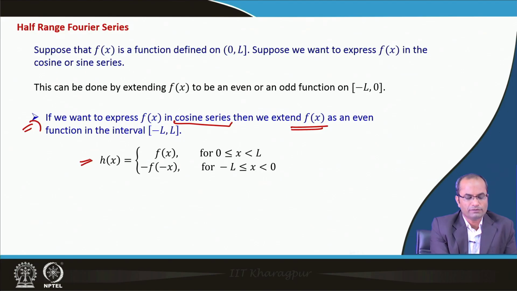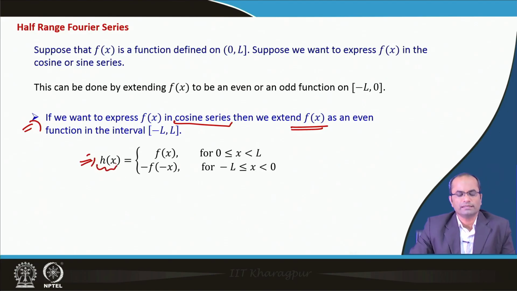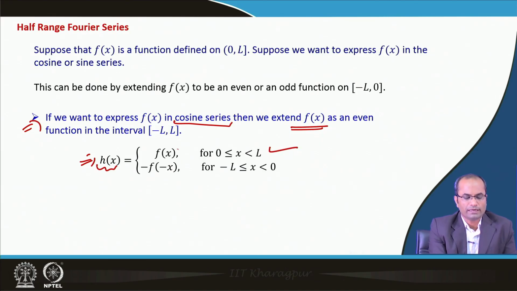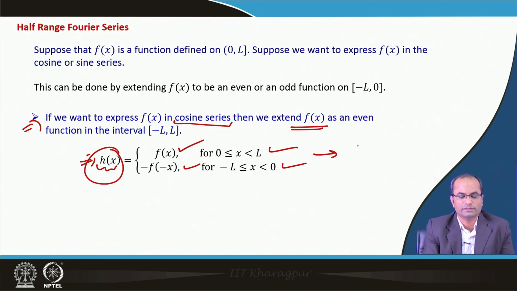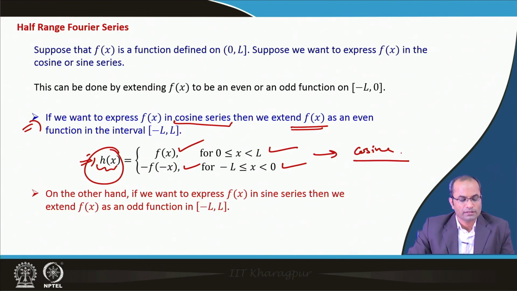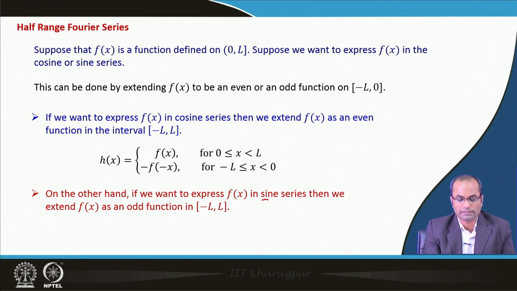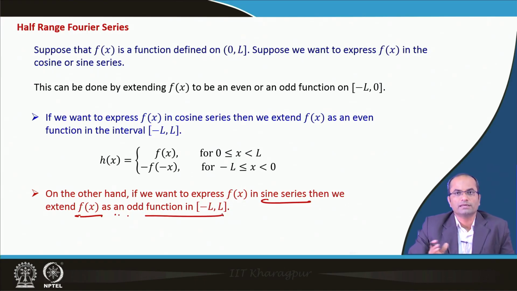So, here we will redefine the function. Let us say the new function is h(x), such that in 0 to L we have exactly f(x), and in minus L to 0 we have f(minus x). So, this h(x) now becomes an even function, and when we write the Fourier series of this, it will have only the cosine terms. So, we will get automatically a cosine series. And on the other hand, if we want to express f(x) in a sine series, then we have to extend this function as an odd function in the interval minus L to 0.